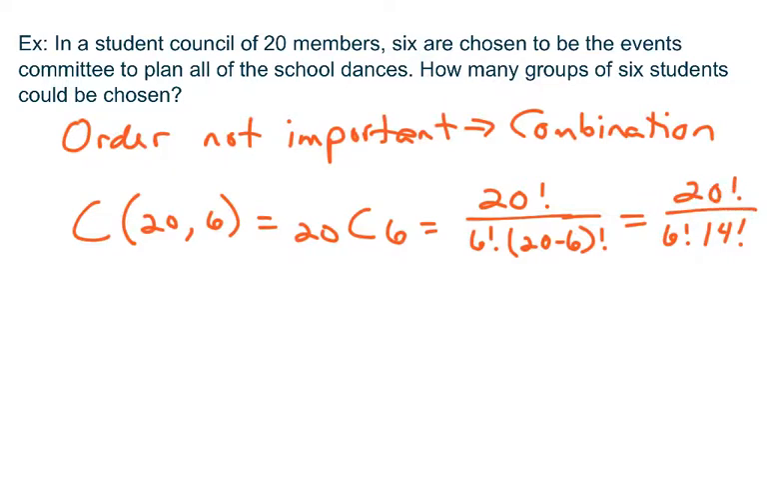This is going to be a bigger number. 20 factorial is very large. 14 factorial is still large, but not quite as large as 20 factorial. But again, use your calculator here. Don't work any harder than you have to. The total number of groups is 38,760 possible groupings of 6 to be the events coordinators or the events committee.